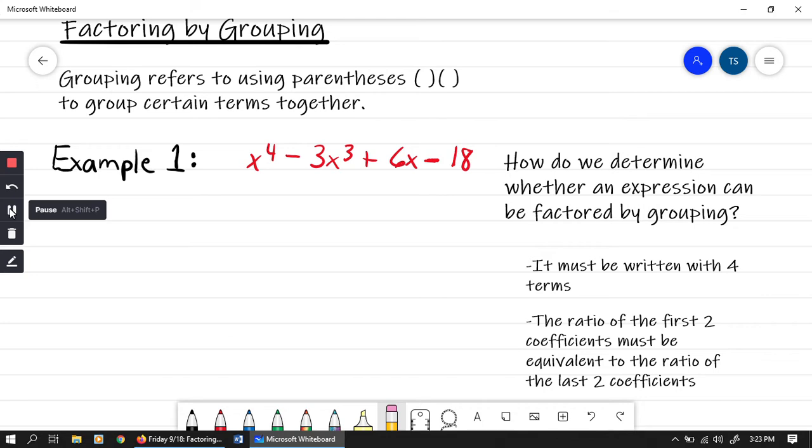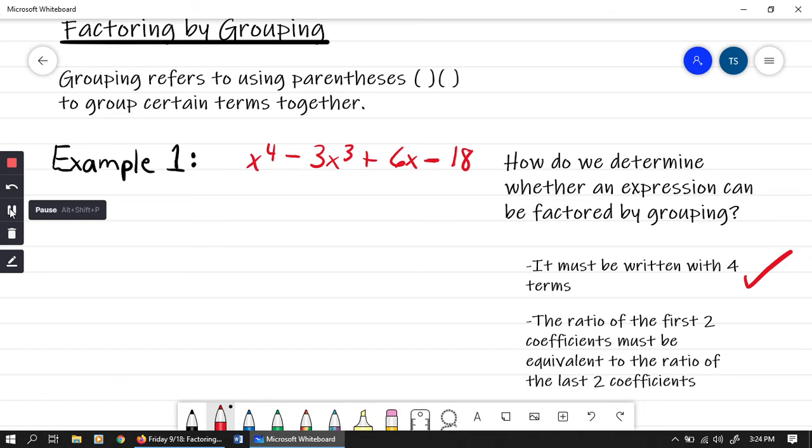So with that first criterion, it must be written with 4 terms, we've got a match. That first criterion for this one is met. It is definitely written with 4 terms. Let's see the second thing that must be true, the second thing that lets us determine whether or not an expression can be factored by grouping. It can only be factored by grouping if the ratio of the first 2 coefficients is equivalent to the ratio of the last 2 coefficients.